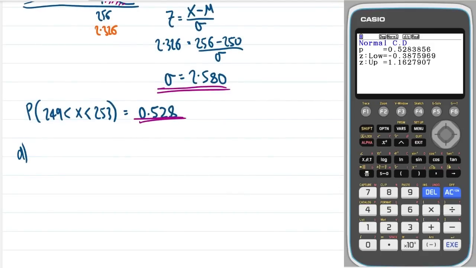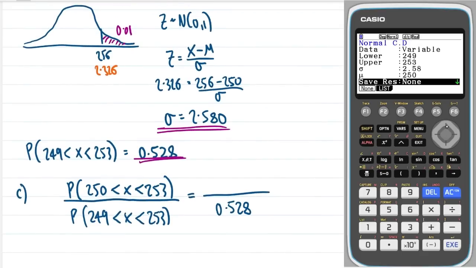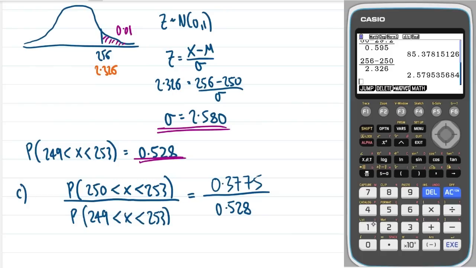So the probability I need to work out for part C is I need to be between 250 and 253, all over the probability of being between 249 and 253, because that was what's given. We already know what that probability is on the bottom, so we just need to work out the probability on the top. So we go back, and we change this to 250 to start, and we get 0.3775, and then we go into run matrix and we put that in, and we get 0.715.